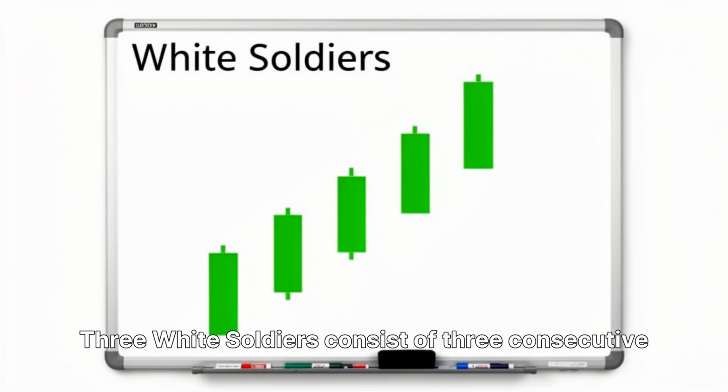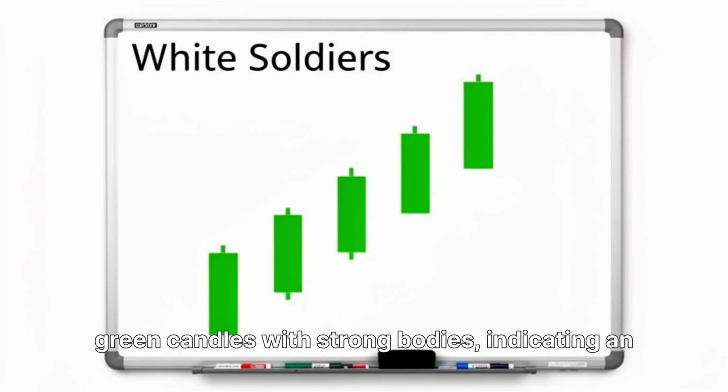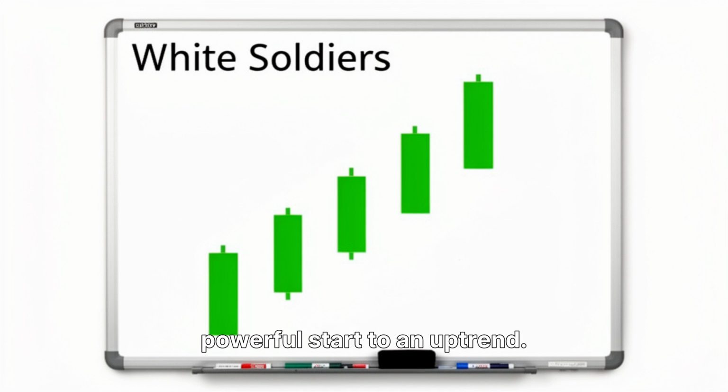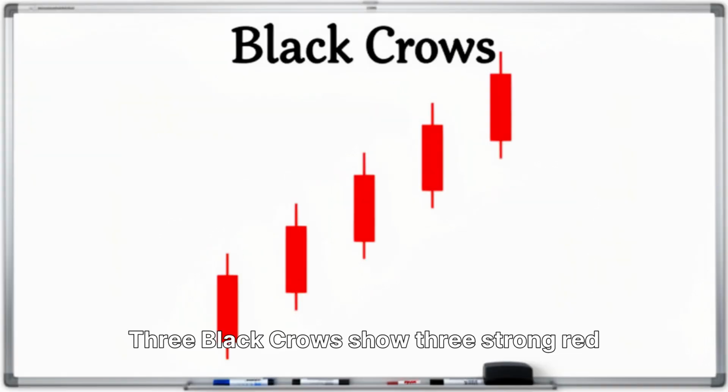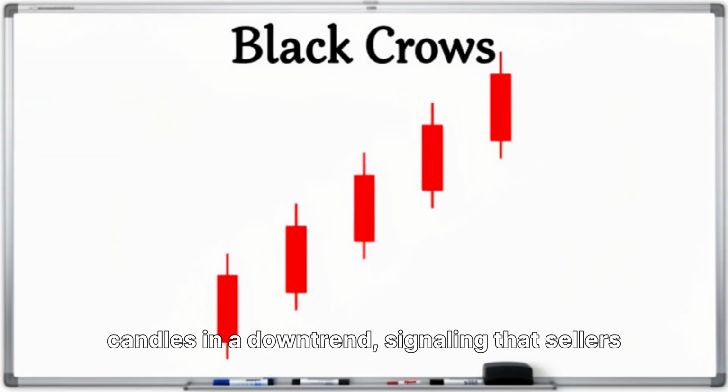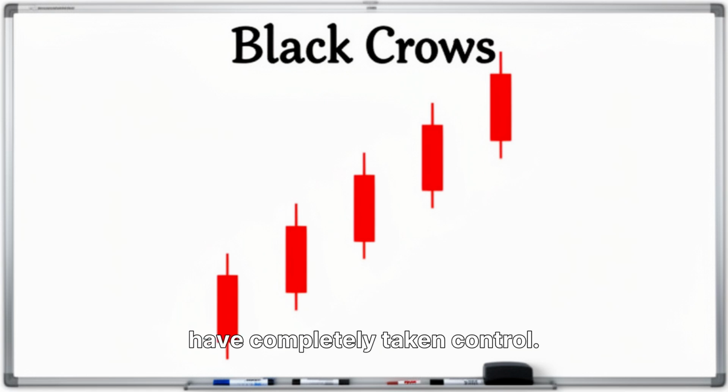3 white soldiers consist of 3 consecutive green candles with strong bodies, indicating a powerful start to an uptrend. 3 black crows show 3 strong red candles in a downtrend, signaling that sellers have completely taken control.